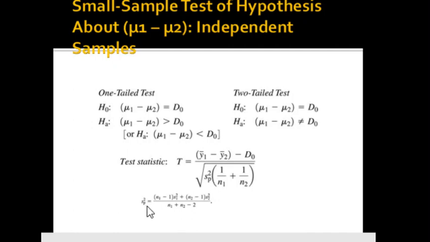So if we first calculate a pooled variance, which is weighted for the sample size, so n1 minus 1 times s1 squared plus n2 minus 1 times s2 squared, divided by n1 plus n2 minus 2. So this will go in here, and this will be our test statistic.